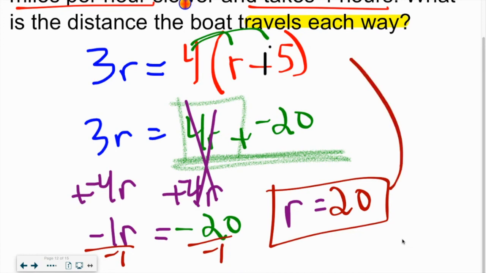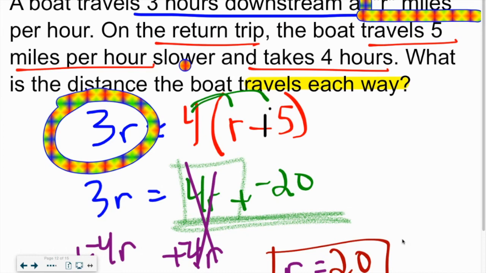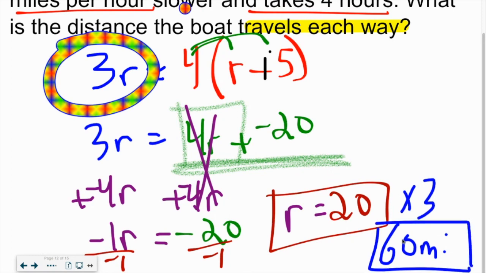Go back up here and read the question. Solve for R? No. It said, how far did the boat travel each way? So we now know R. Cool. What's that, Mr. Walls? Well, when we scroll back up, we have to remember that R stood for how many miles per hour. It was our speed. So if you know we were traveling at 20 miles an hour, how far did we travel each way? Well, I'm going to come right here to this 3R. Downstream, we went for 3 hours at some speed R, which we just figured out was 20. So what is 3 times 20? You went 60 miles on the journey downstream and then made the same 60 on the way back. You just went a little slower.